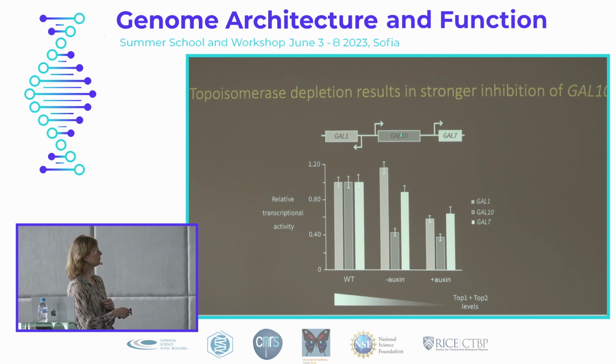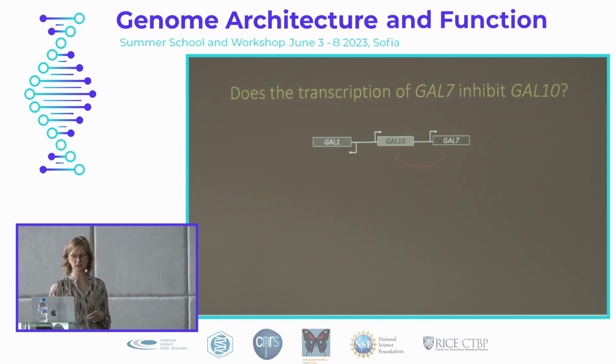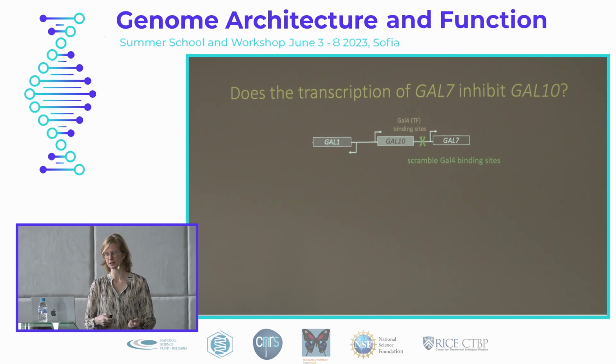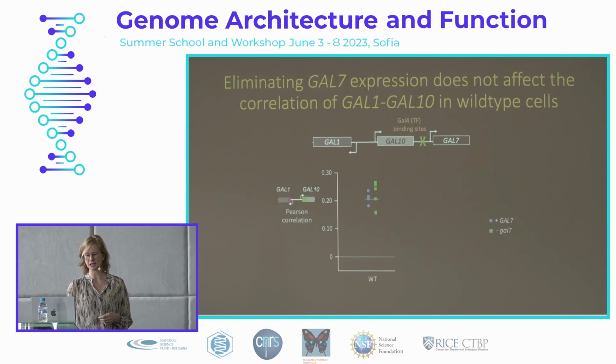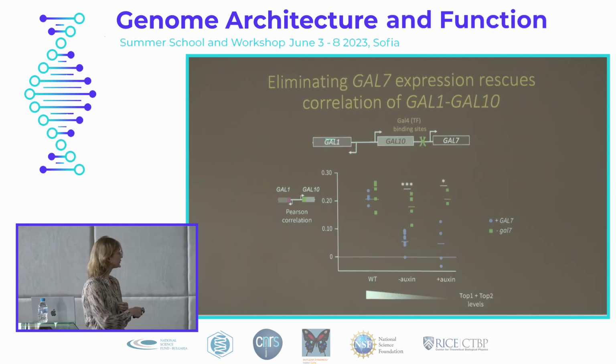We thought maybe this is because of the highly expressed GAL7 gene, which may be repressing transcription of GAL10. To test this, we removed the transcription factor binding sites of GAL7, so there shouldn't be any GAL7 transcription. Then we again looked at the correlation of GAL1 and GAL10 with a different method. You see in wild type, if we deplete GAL7, there's really not much of an effect on the coupling. But if we remove the topoisomerases, here in blue, we see a reduction in coupling, and this is almost completely rescued if we remove downstream GAL7 transcription.